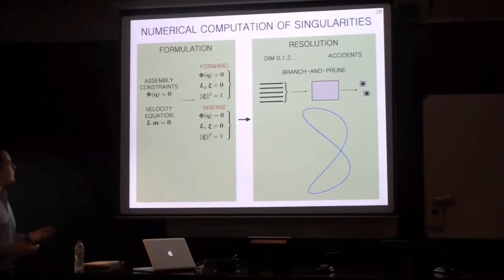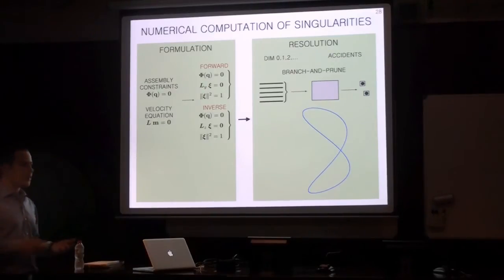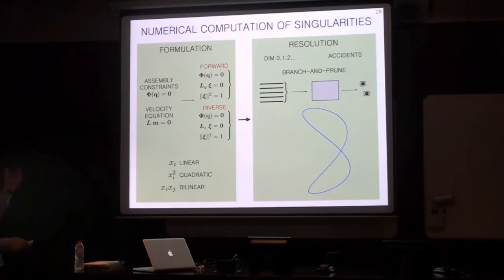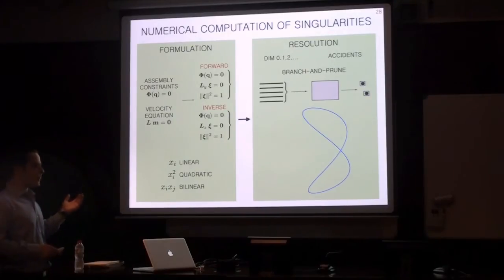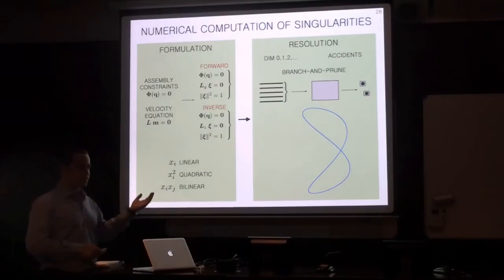We show in the thesis how, using reference point coordinates, it is possible to write these systems of equations so they adopt a quadratic form, meaning that they only have linear, quadratic, or bilinear terms. And this leads to a quite simple and easy to implement pruning operation.